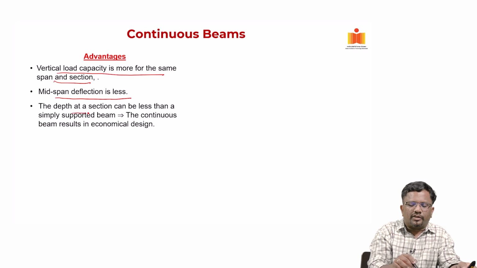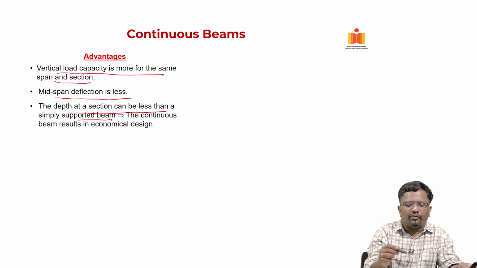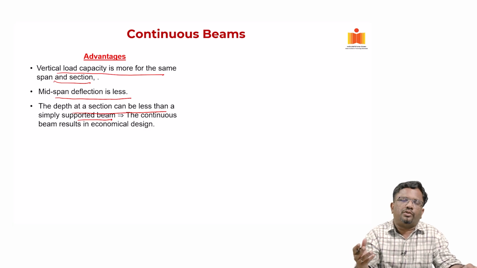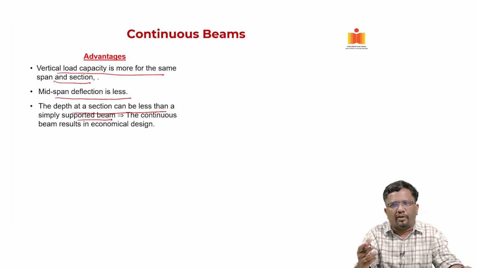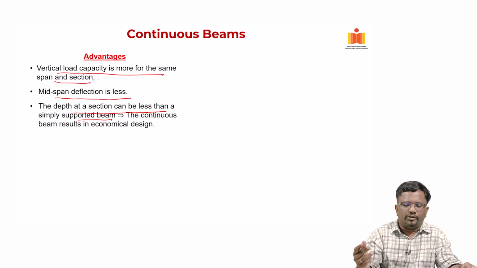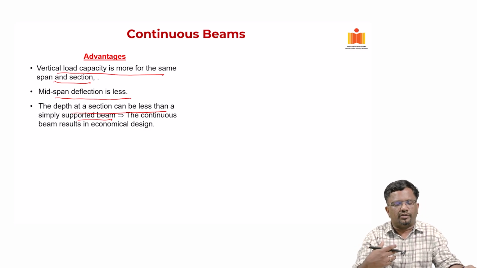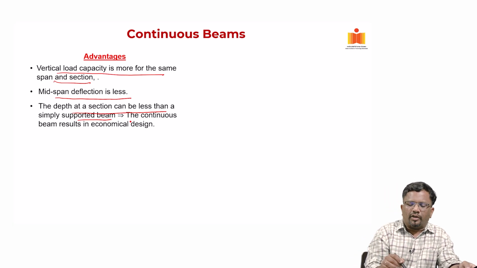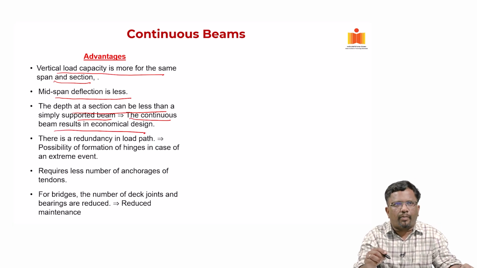The depth at a section can be less than for a simply supported beam. You know why: because a continuous system can take an alternate load path and the stiffness is also going to be higher. So your deflection requirement and the resistance moment you are developing are also going to be lesser. So, the continuous beam results in a more economical design.